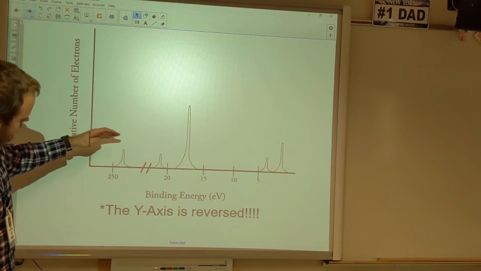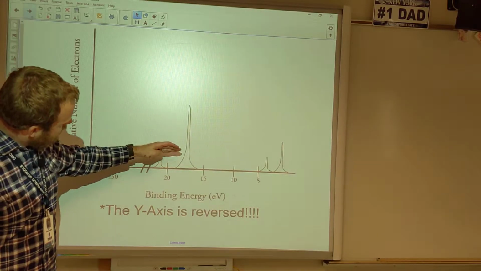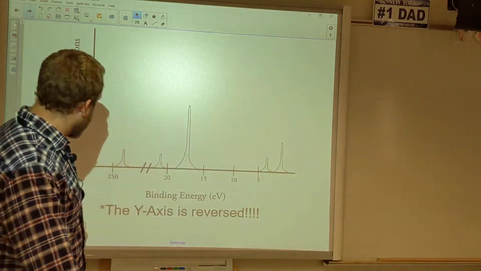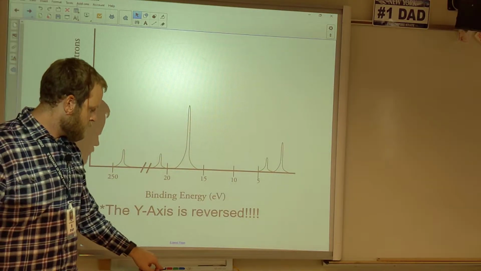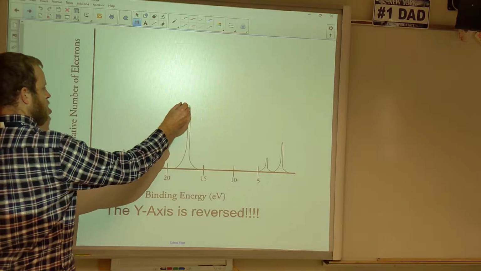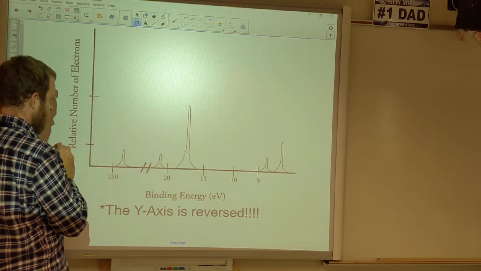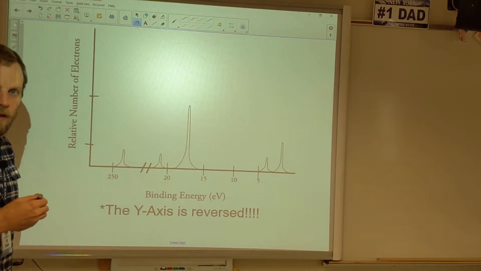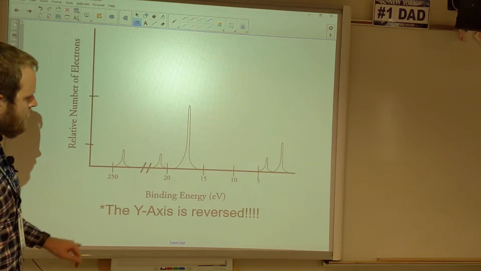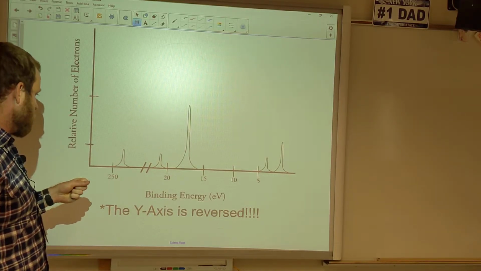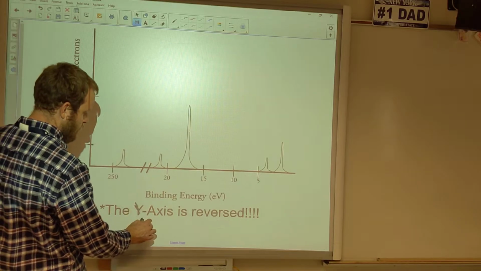So we have a peak there, a peak there. That peak's about triple. Peak there, peak there. Most of the time, you're going to have little marks here. On every AP exam, I've seen them with the axis labeled. If you notice, the x-axis is reversed.